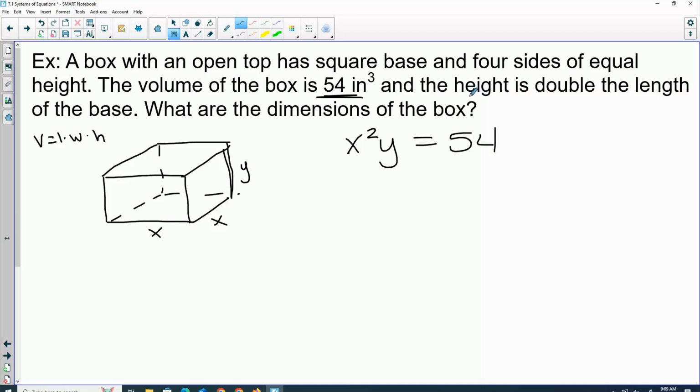I also told you the height, which is y, is double the length of the base. What does that mean? 2 times the length. Well, the height y is just twice the base, so y is 2x. Now we have our equations. Substitution or elimination, what's going to be best here? Replace the y with the 2x.